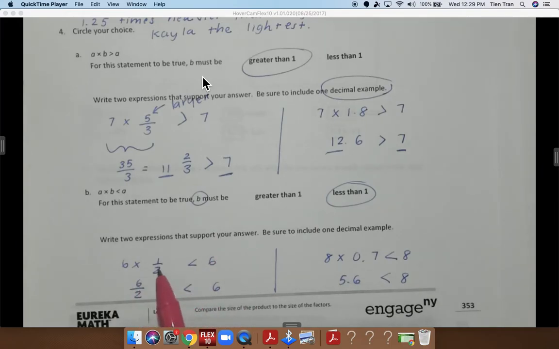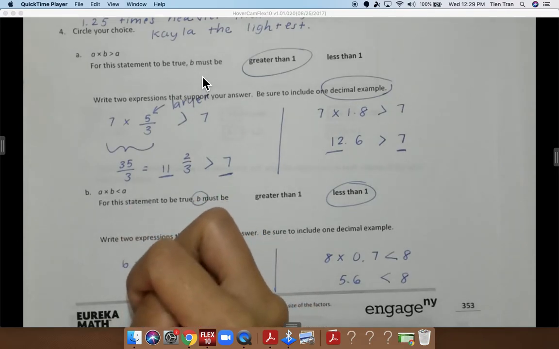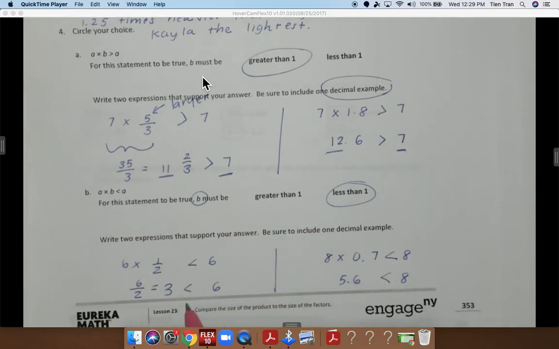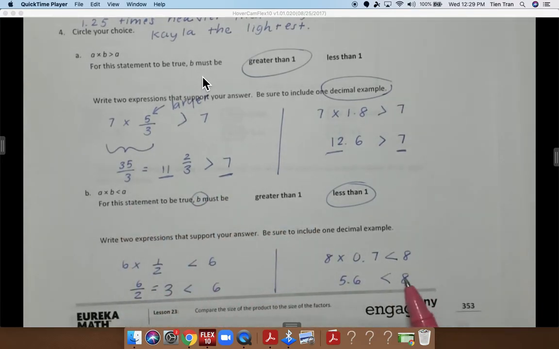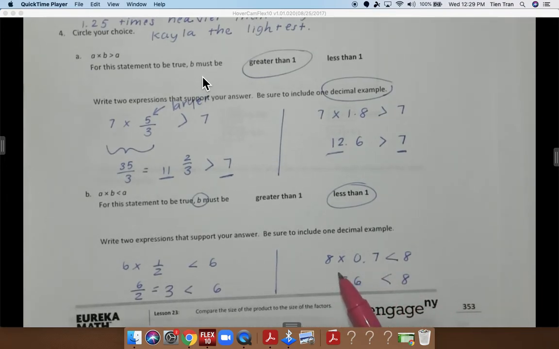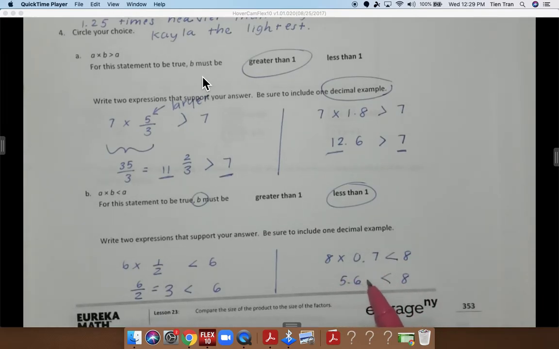So here's an example. 6 times 1/2. Half of 6 is equal to what? 6 divided by 2 is equal to 3, and 3 is less than 6. On this side, 8 times 7/10. We know when we multiply by less than 1, we're going to get a number that is less. 8 times 7 is 56. Move your decimal over and you get 5.6. 5.6 is less than 8. The alligator is going to eat the larger number, which is 8.